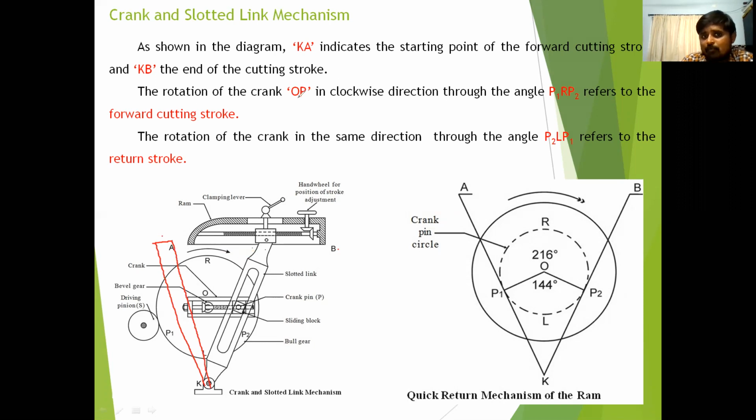The rotation of the crank OP, in the clockwise direction through an angle P1 or P2. So if the slotted link moves from point A to B, automatically the crank will cover this angle. This angle is called P1 or P2, which refers to the forward stroke cutting angle. And the rotation of the crank in the same direction through the angle P2L P1 refers to the return stroke.